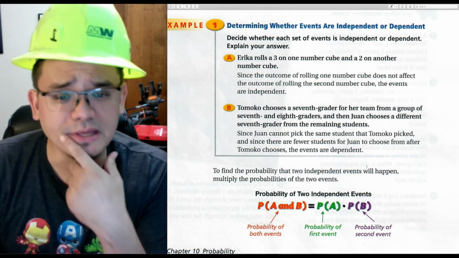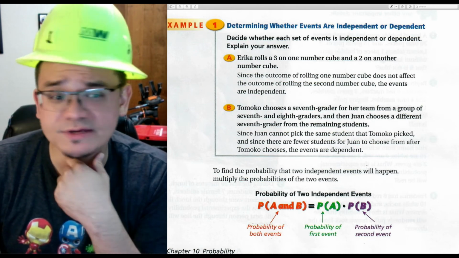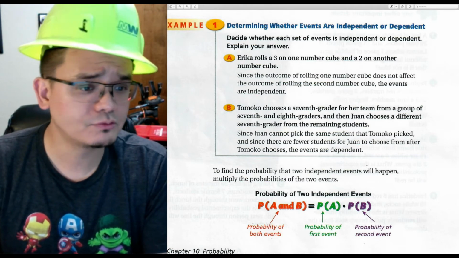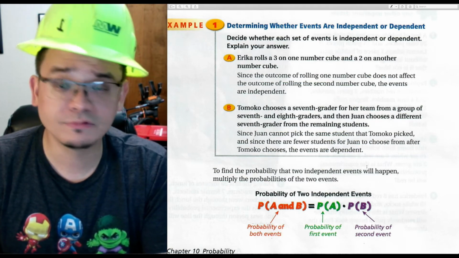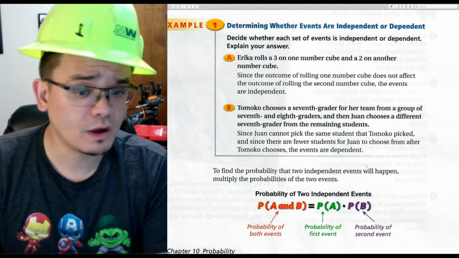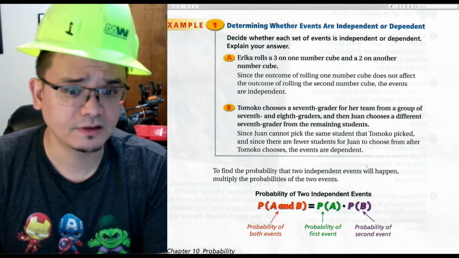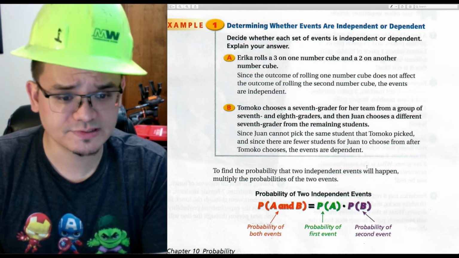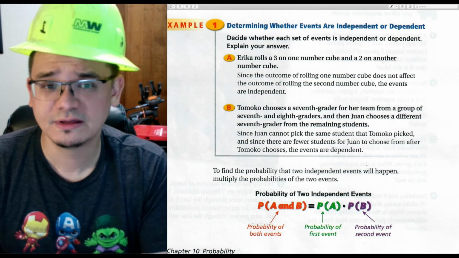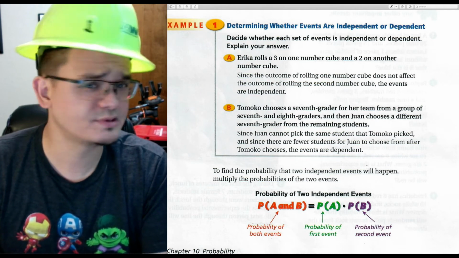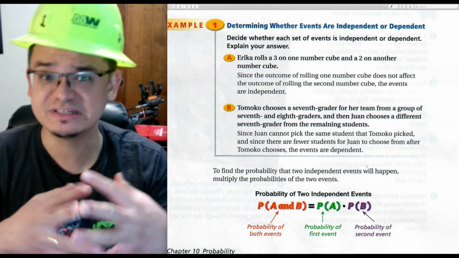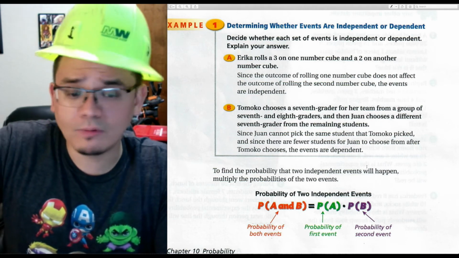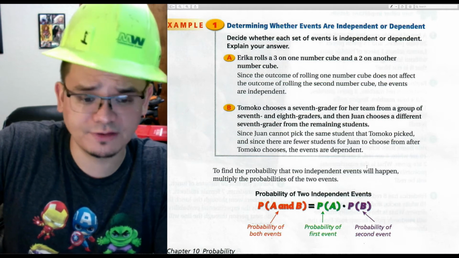So, B. Tomoko chooses a 7th grader from her team from a group of 7th and 8th graders, and then Juan chooses a different 7th grader from the remaining students. Since Juan cannot pick the same student that Tomoko picked, and since there are fewer students for Juan to choose from after Tomoko chooses, the events are dependent. Again, because Tomoko chose that person, and so Juan can't choose them. So they're dependent.